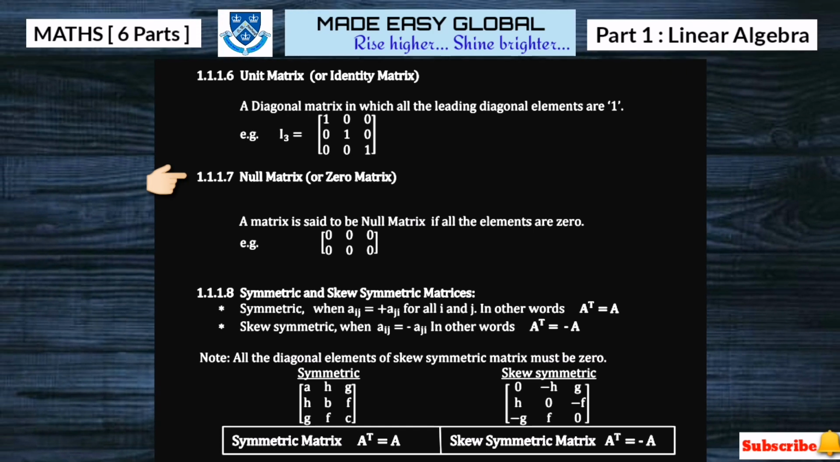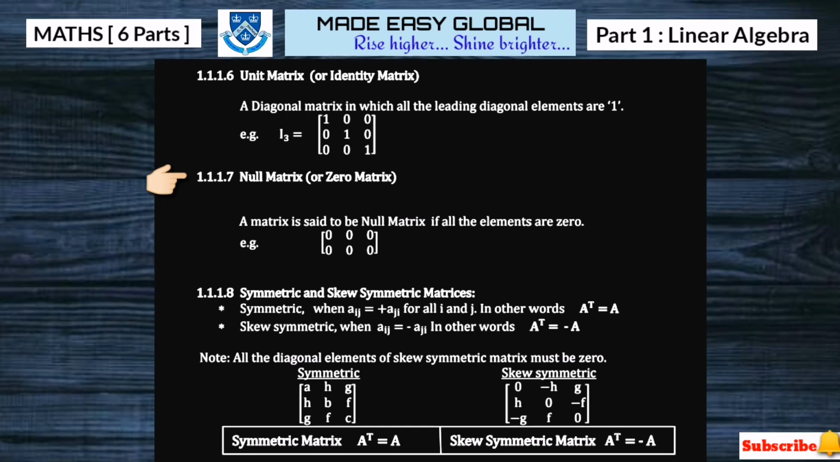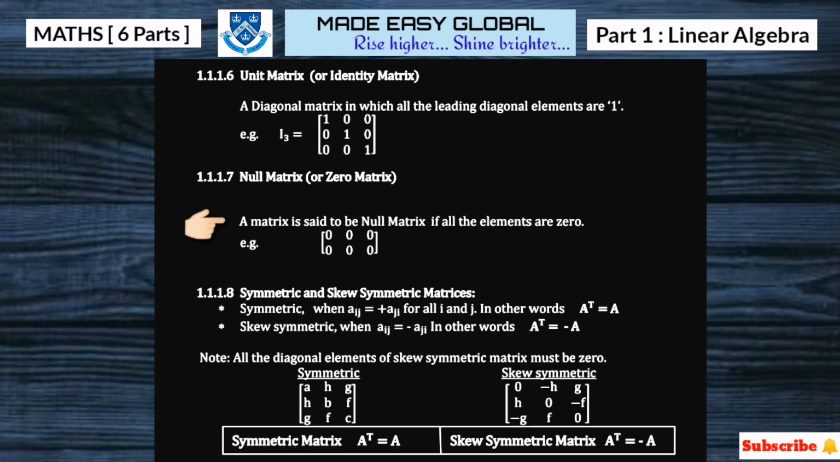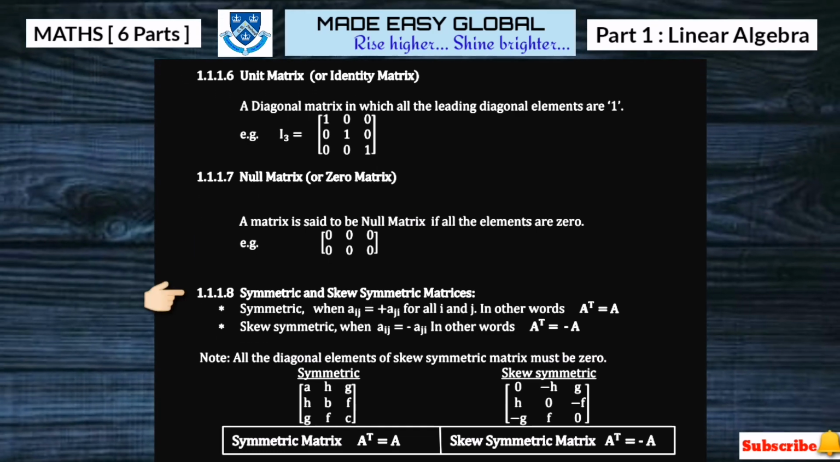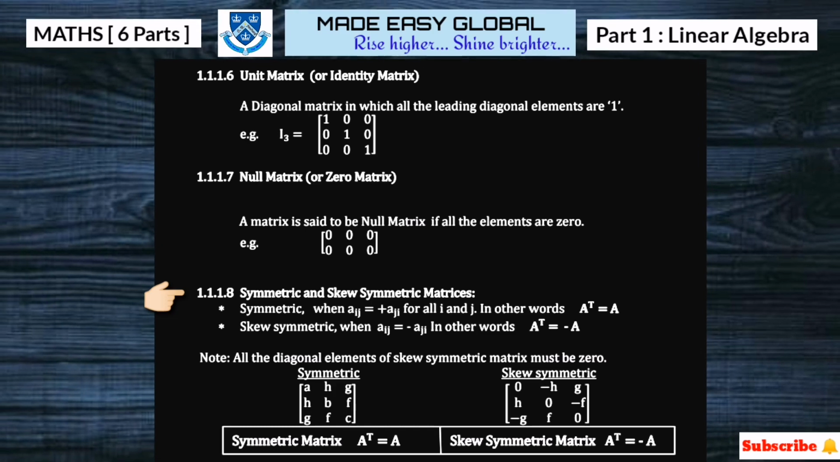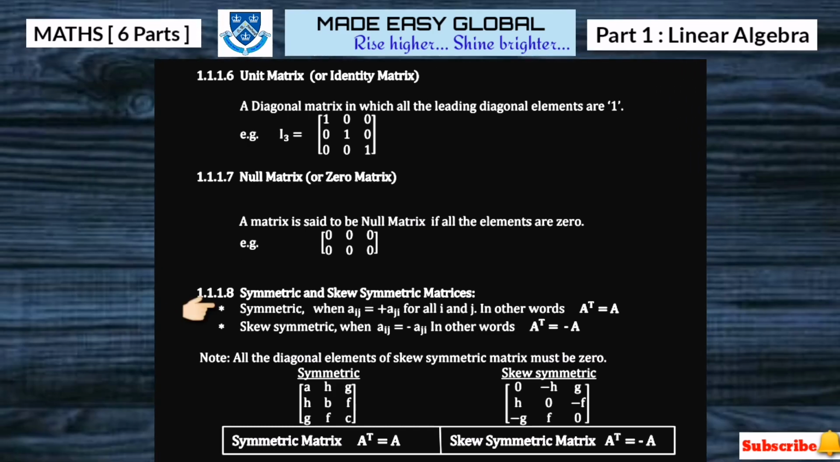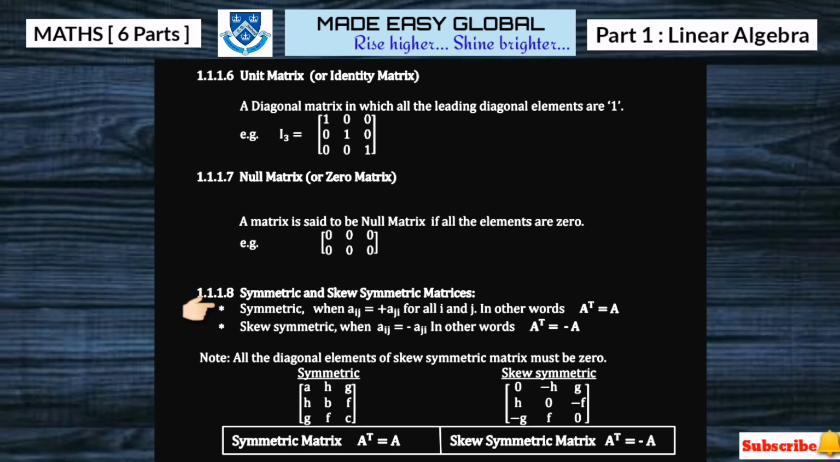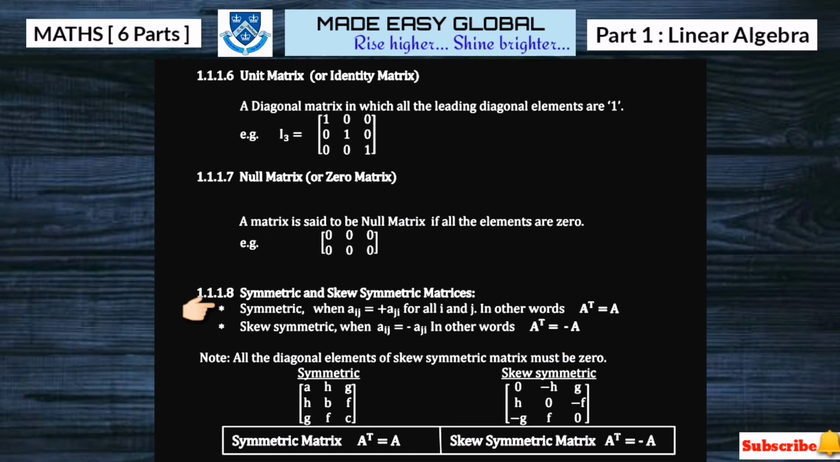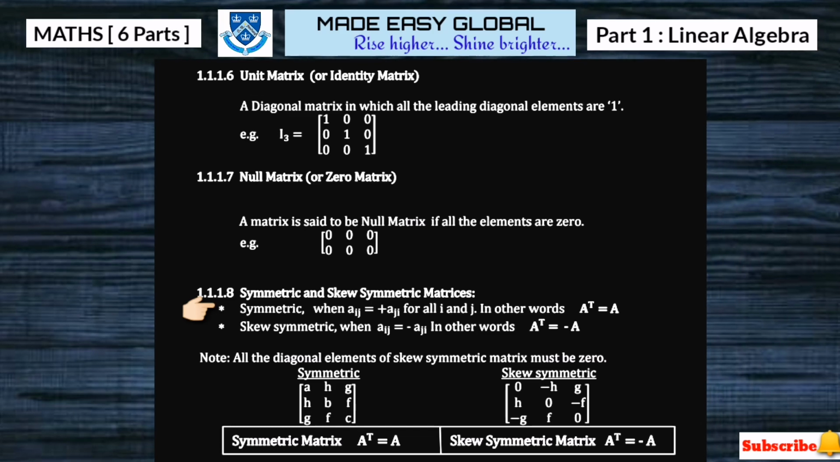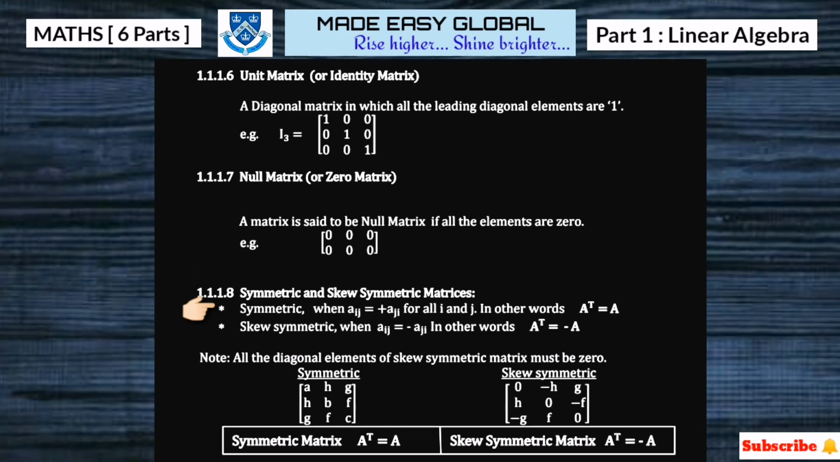Then the next one is the null matrix, or you can say the 0 matrix. In this matrix all the elements are 0. Then the next one is symmetric and skew symmetric matrices. For the symmetric matrix, Aij is equal to Aji for all i and j. In other words, A transpose is equal to A.